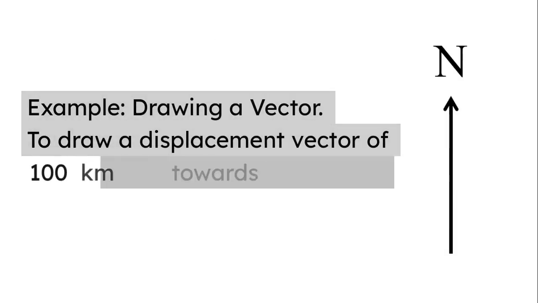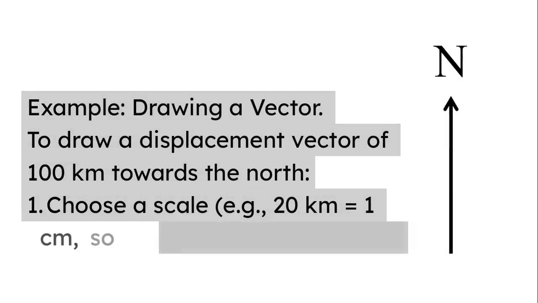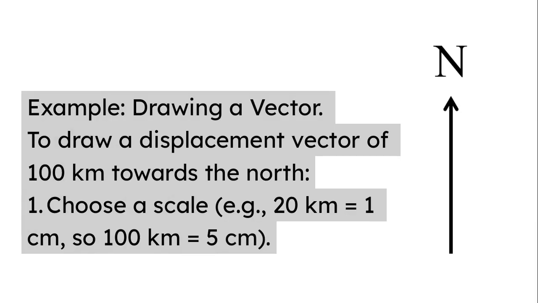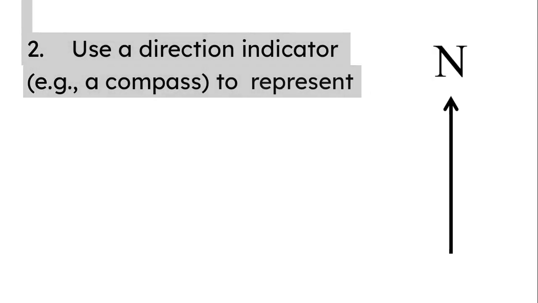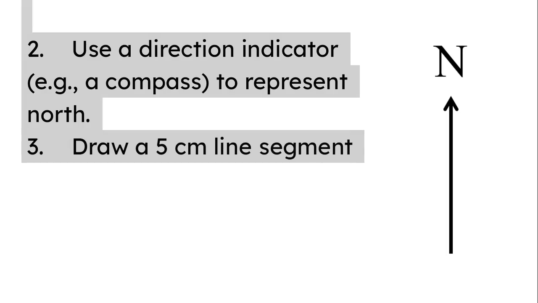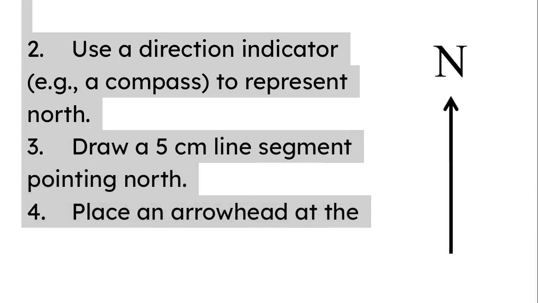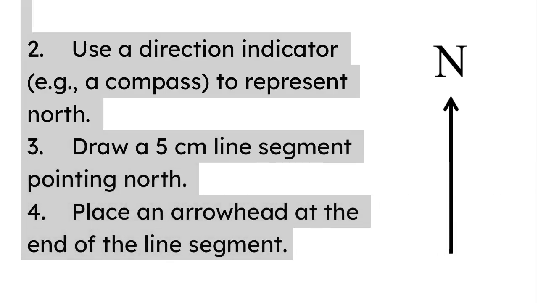Example, drawing a vector. To draw a displacement vector of 100 km towards the north, 1. Choose a scale, e.g., 20 km equals 1 cm, so 100 km equals 5 cm. 2. Use a direction indicator, e.g., a compass, to represent north. 3. Draw a 5 cm line segment pointing north. 4. Place an arrowhead at the end of the line segment.